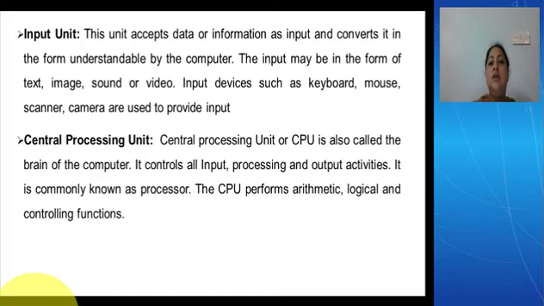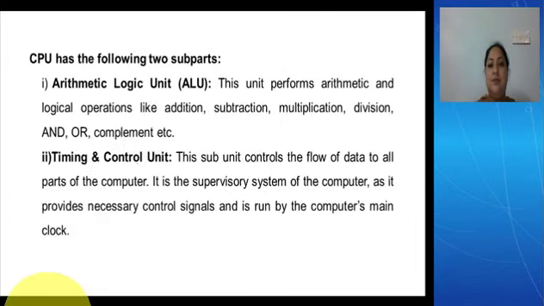The central processing unit or the CPU is called the brain of the computer. It controls all input, processing, and output activities. It is commonly known as the processor. It performs arithmetic, logical, and controlling functions. The CPU further has two subparts: the arithmetic logic unit, commonly known as ALU, and the timing and control unit.